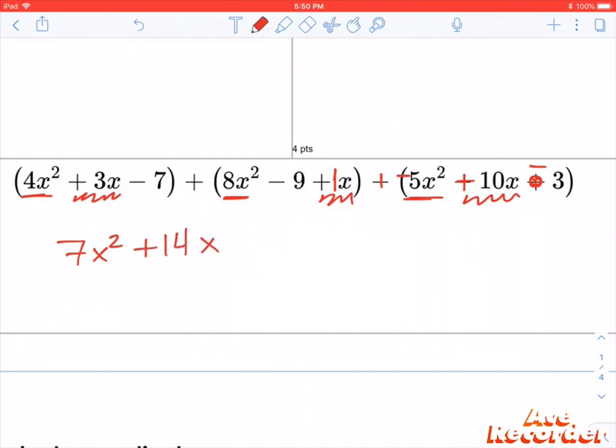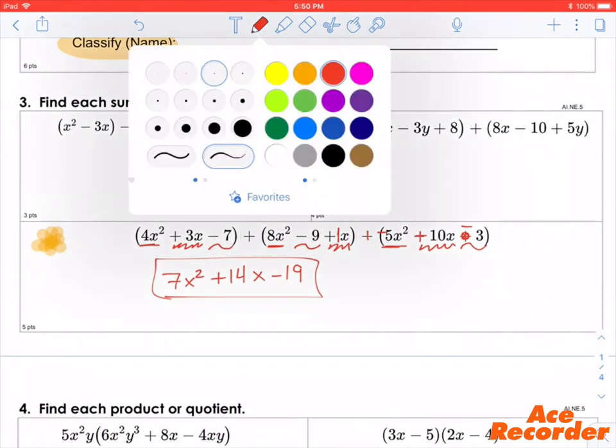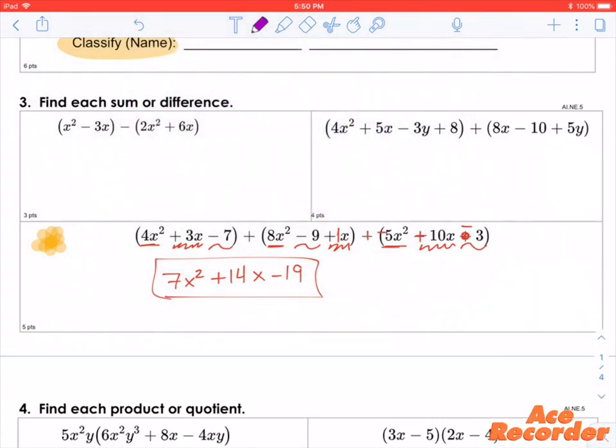And then the last thing is the constants. So negative 7, negative 9, negative 3. So negative 7 and negative 9 is negative 16. Minus 3 is negative 19. And there's my final answer. Okay, so let's go on to the next page.